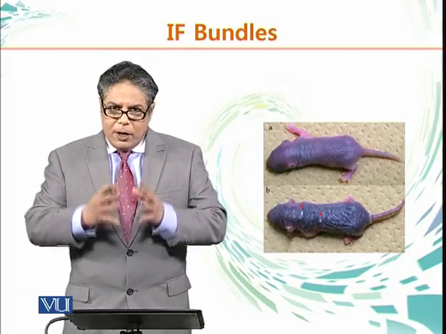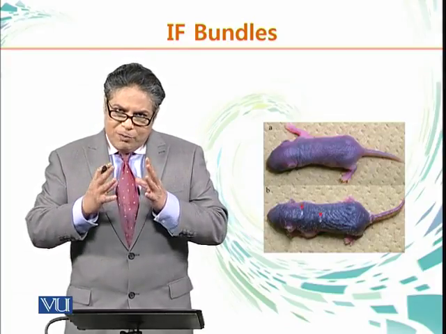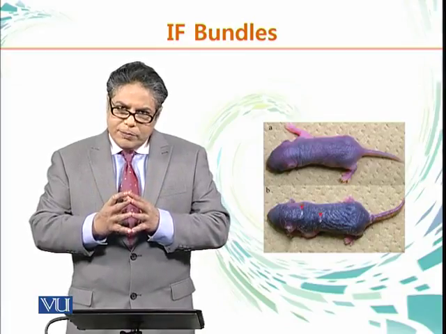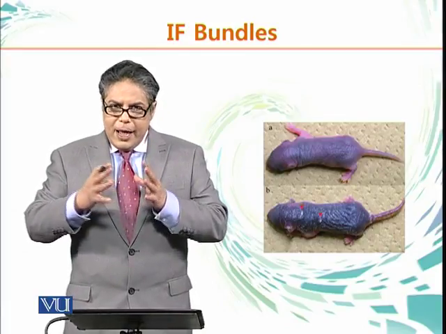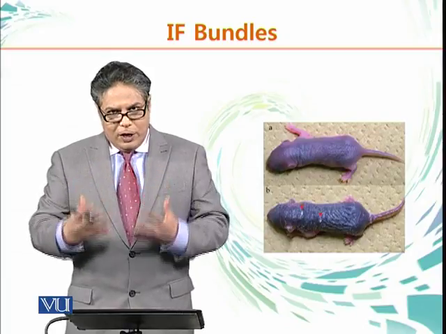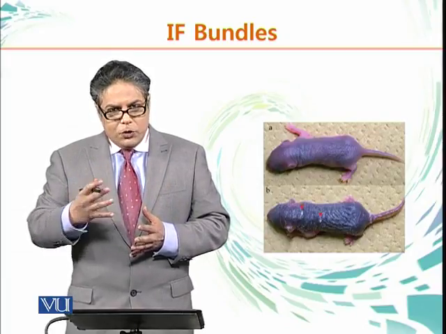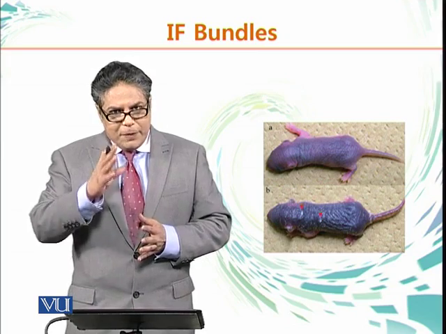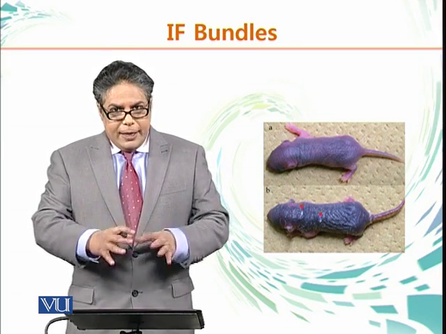So intermediate filament bundling proteins play a very important role in maintaining the cellular functions that allow cells to perform specific tasks, especially in neurons and also in the dermal tissue.